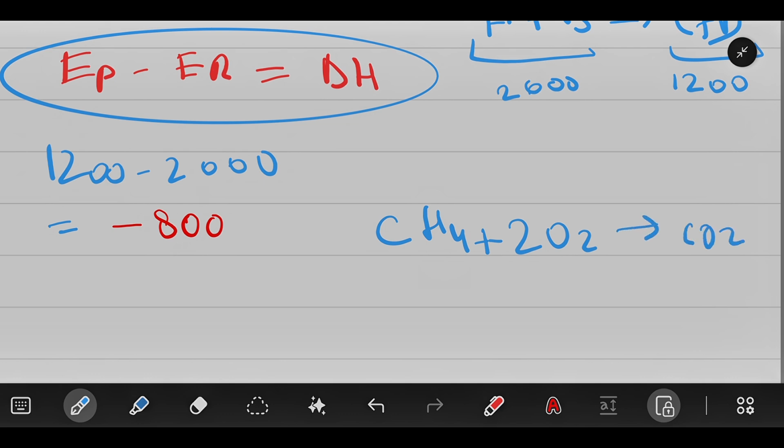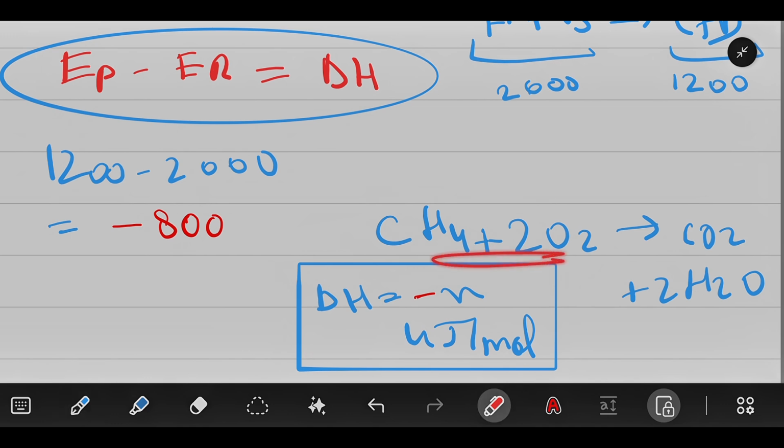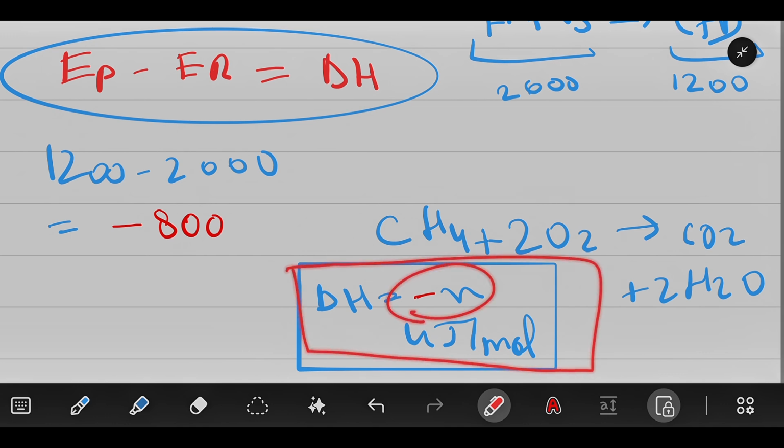CH4 reacts with oxygen to give us CO2 plus 2H2O, and the enthalpy change is written as minus x kJ/mol. So this will indicate to you that the reaction is exothermic, right? I mean, you know that it is exothermic because it is reacting with oxygen, but this is another clue for you that the reaction will be exothermic if the enthalpy change is negative, right?